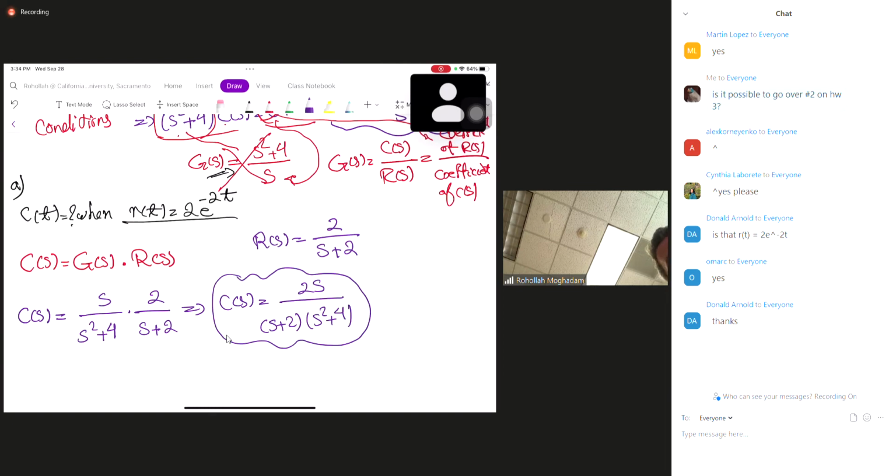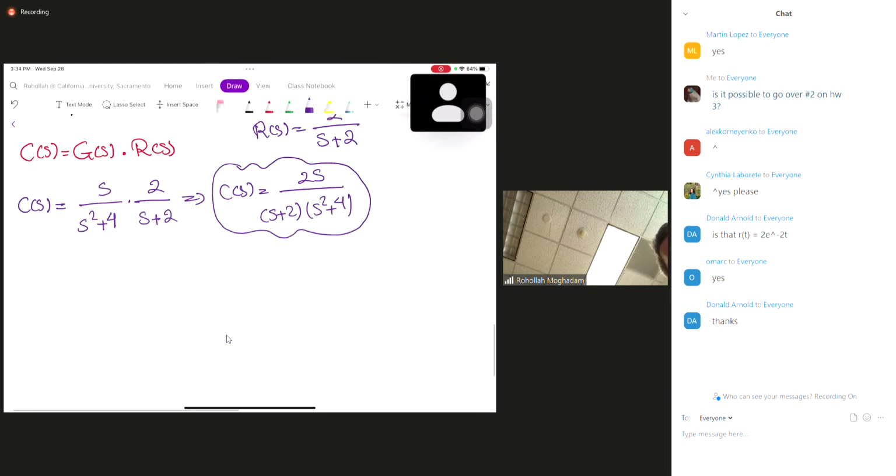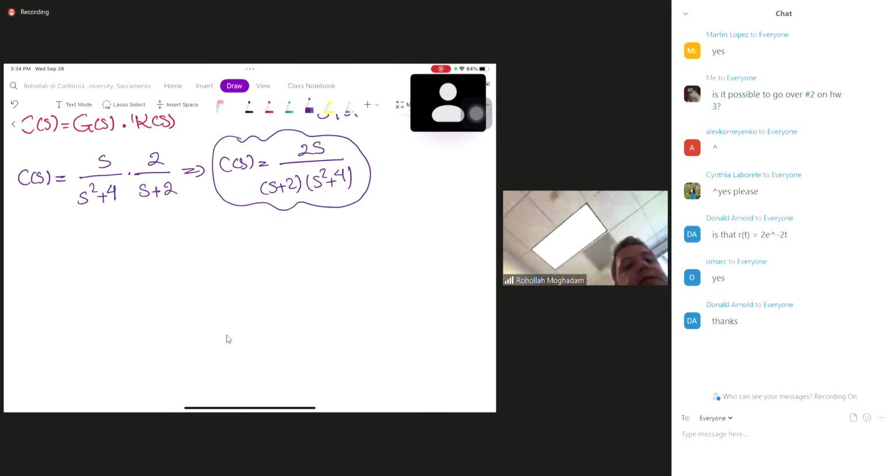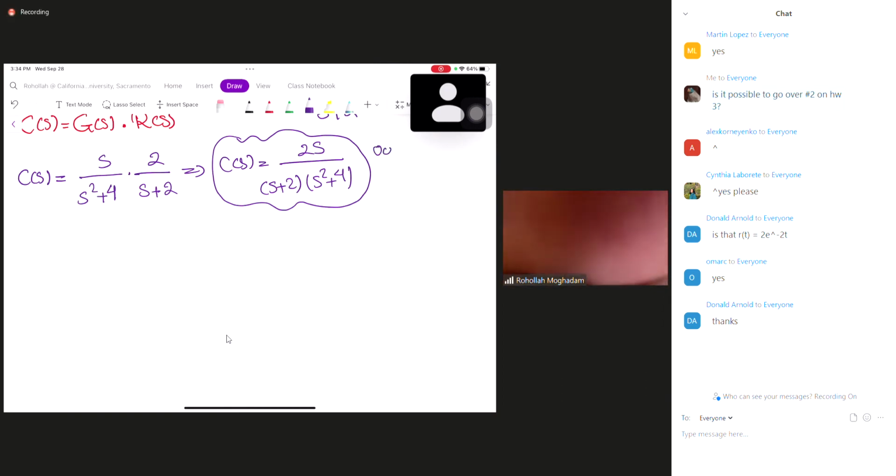Okay, I had some students who got C of s and didn't do anything to find C of t. So we need to find C of t; this is the output in the frequency domain.